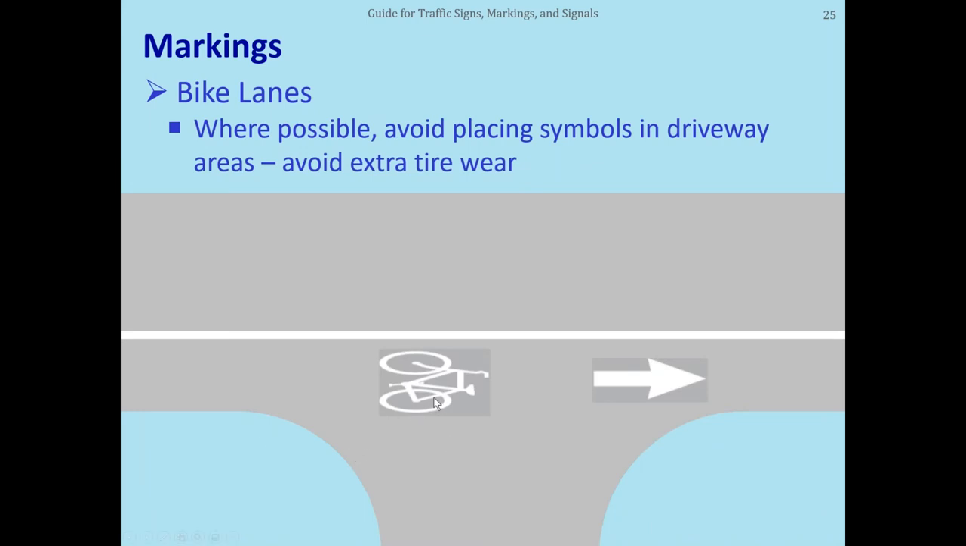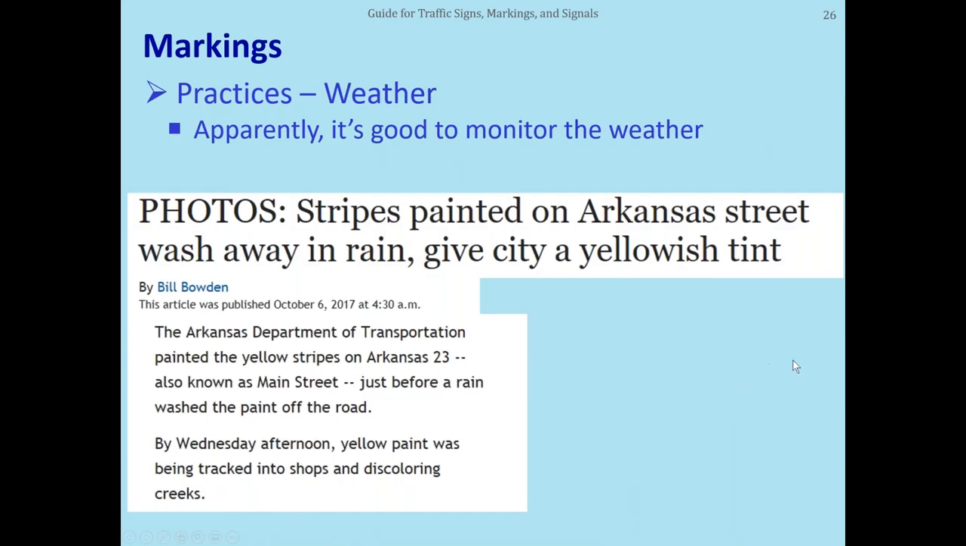Here's a hint. If you're marking bike lanes and putting the symbols in the bike lane area, place these arrows and bike icons in a location where it's less likely to get vehicle traffic. In other words, if you put it in a driveway, you're going to get extra unneeded wear on the icon and the arrow. Try to find a location where vehicles aren't going to be running over your pavement surface markings. And apparently, when you're performing pavement marking, it's always good to check the forecast before you go out. We call it paint, but it may be thermoplastic, but regardless, check the weather first.